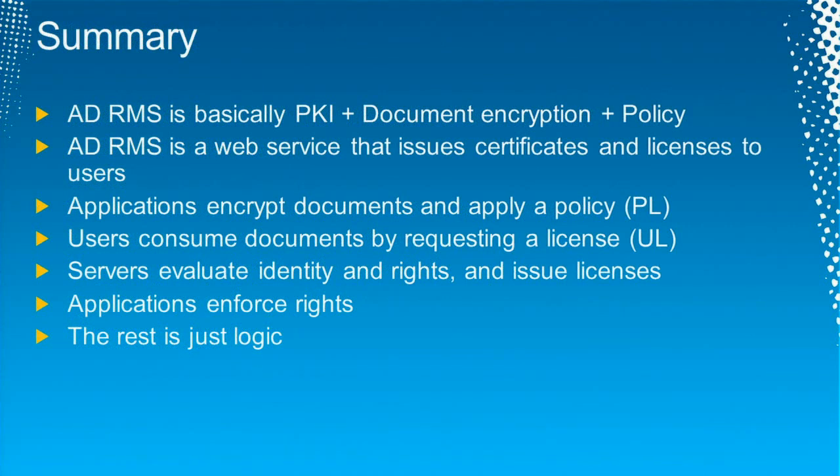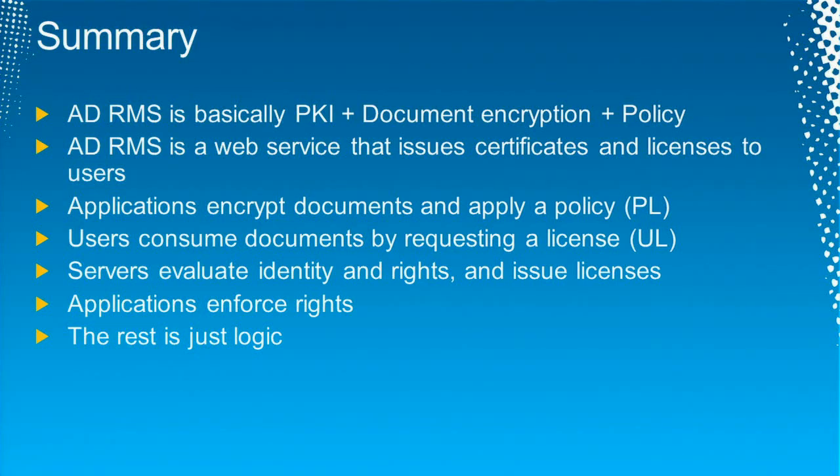All right, so let me give you a brief summary. ADRMS is basically PKI plus document encryption and policy, right? When I say PKI, we're using a public-private key infrastructure to protect content and make sure it's always protected at rest and in motion. Second, ADRMS is just an ASP.NET application running as a web service to issue certificates and licenses to users, right? So we're going to validate and verify anyone's identity. Once we verify that identity, we allow them to publish.